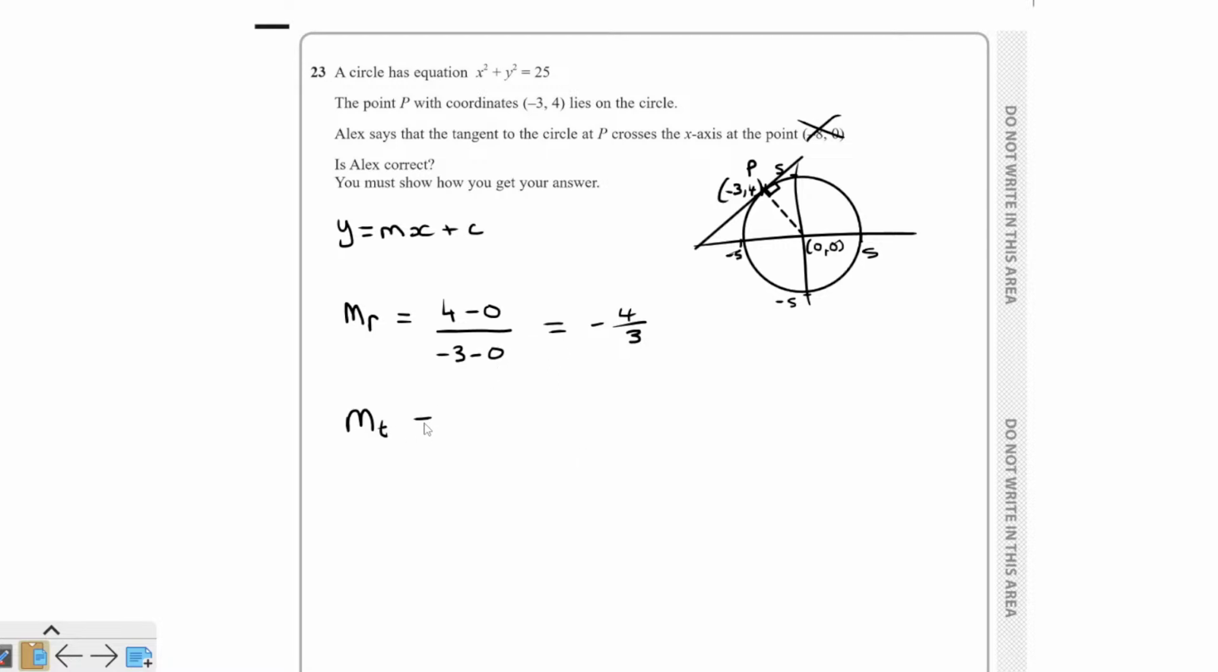So think about perpendicular lines. The gradient of the tangent is the negative reciprocal. This is already negative, so that would become positive. Reciprocal means flip the fraction. And you can see the tangent clearly has a positive gradient from our drawing. So we've got the gradient. Now we know it's y equals 3/4 x plus c. The last thing we need to know is the plus c, the y-intercept. What is this up here? We do that by subbing in a set of coordinates that's on the line. We know -3, 4 is on the line, so I can sub that in.